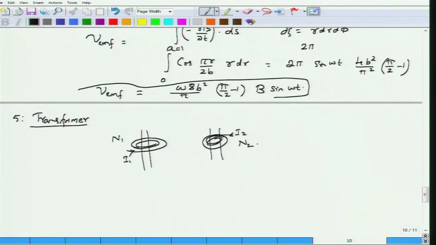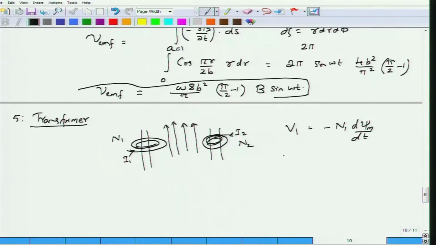And what would happen to the B field? The B field will actually be completely contained in the core of the transformer, provided that the transformer core has a large permeability. Okay. So, if you have a large permeability, then B will be uniform inside the core, and the voltage or the EMF that is produced in the primary will be proportional to the amount of magnetic flux that is changing within that, right.